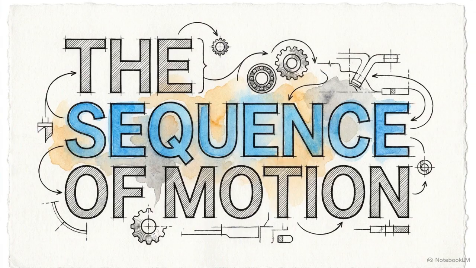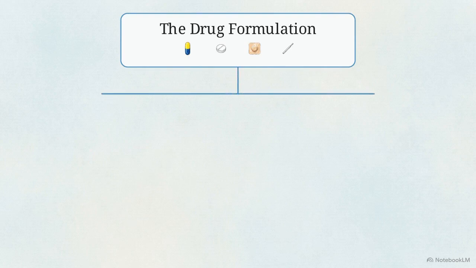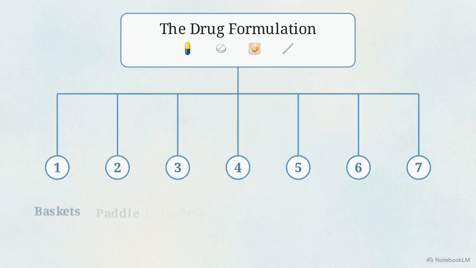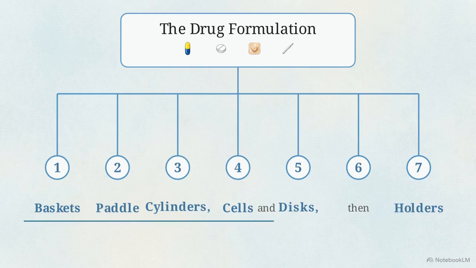To lock down the correct sequence, you just need one sentence: baskets, paddles, cylinders, cells, and discs, then holders. We can map that sequence onto this decision tree. Everything starts at the top, the drug's formulation. From there, we have 7 possible paths. Dropping that phrase along the bottom creates a permanent mental map for our options.